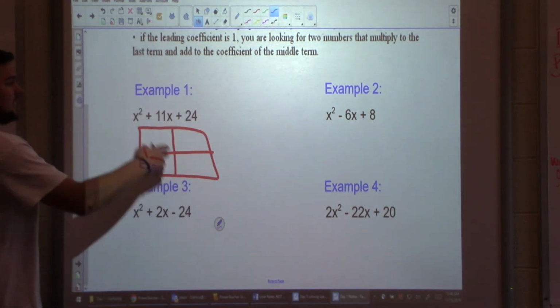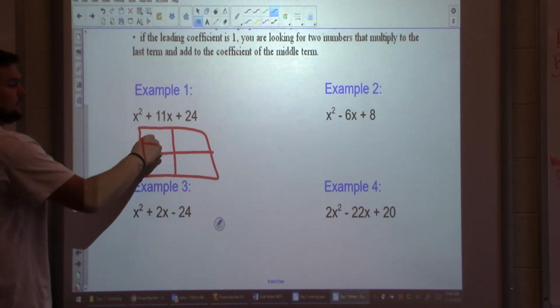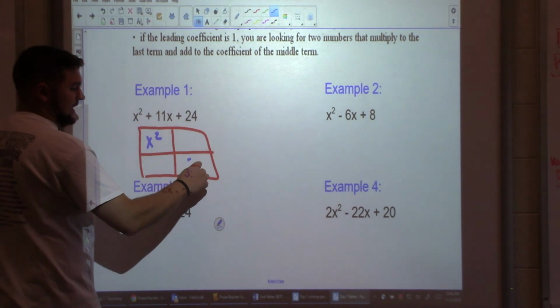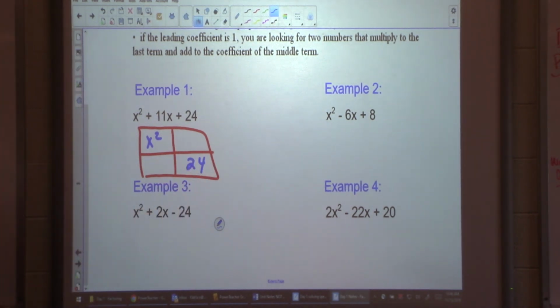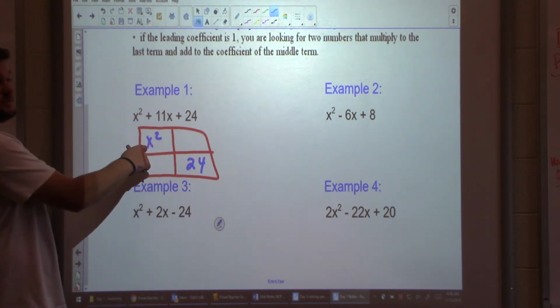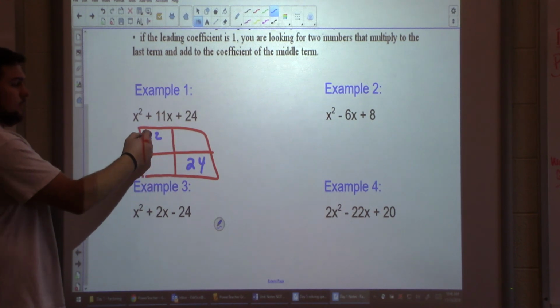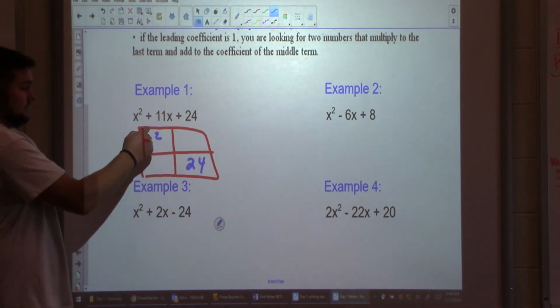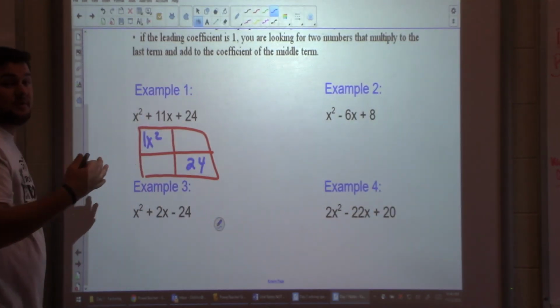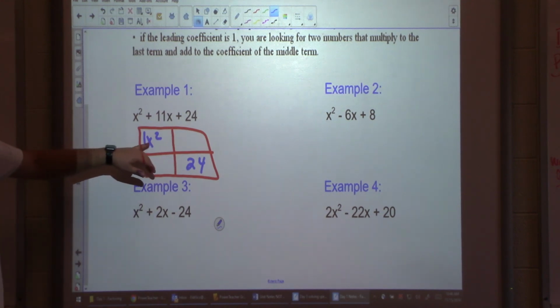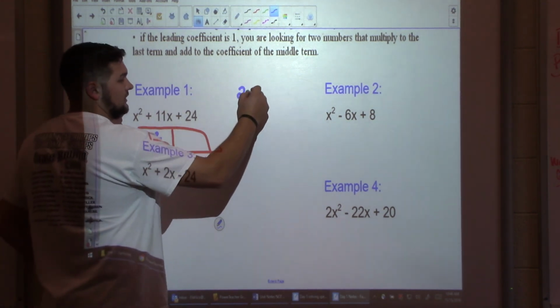Right? We take our first term, that goes in the top left, 1x squared. Take our last term, goes in the bottom right. I take the number in front of x squared, which in this case would just be a 1. Right? It'd be 1x squared. You don't have to write 1x squared, but you take the number in front of x squared, and we'll see this on Monday when we have a number out there, it makes more sense then. But you take 1 times 24, which gives you 24.